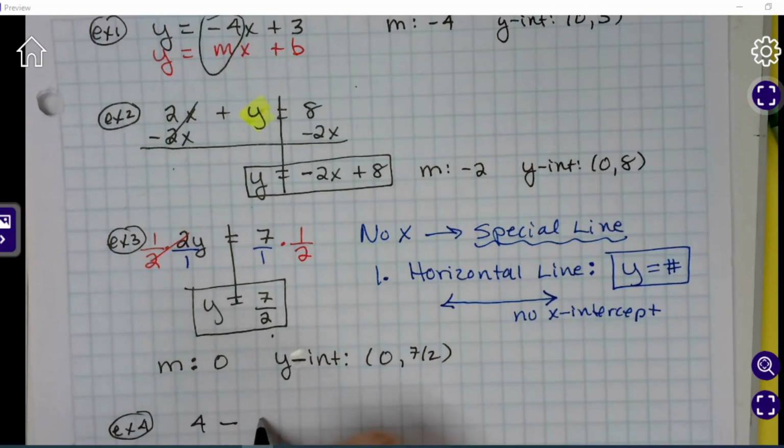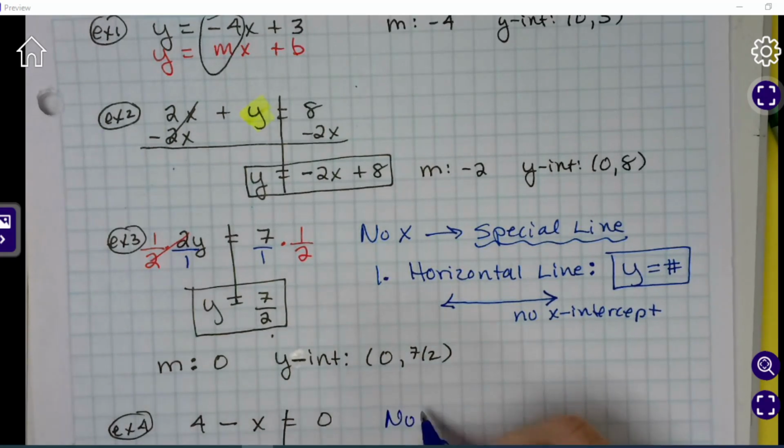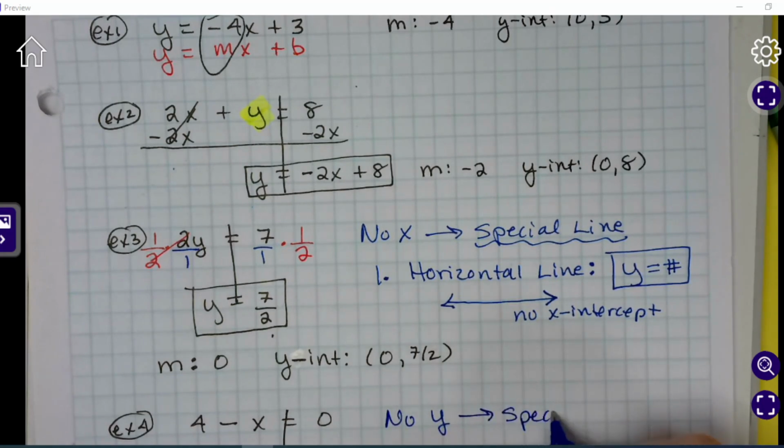4 minus x equals 0. First thing you're going to notice on this is, hey, there's no y. I can't solve for that. All right, so there is no y. That means it is a special line. This is our second special line.